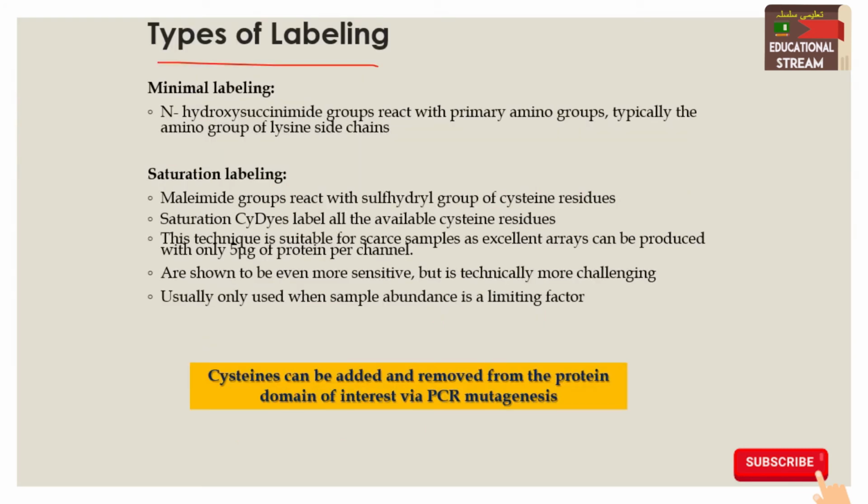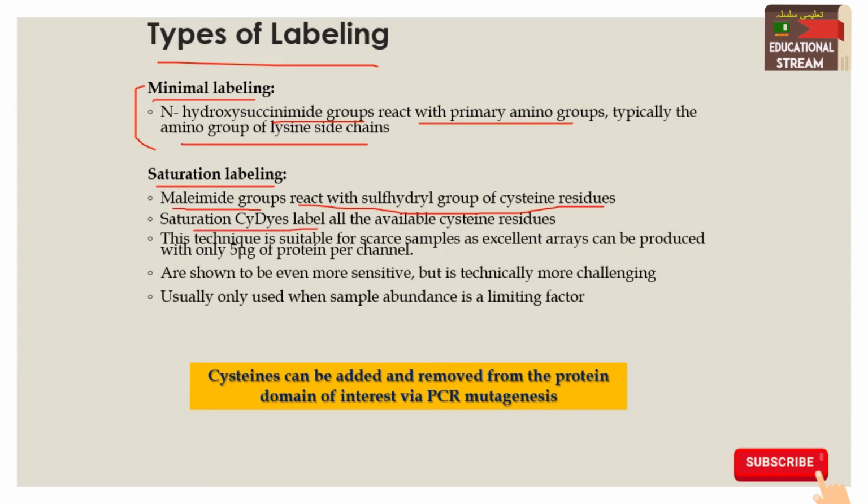Methods which are used for labeling: we do two kinds of labeling, one of which is the minimal labeling and the other one is the saturation labeling. In case of minimal labeling, N-hydroxysuccinimide groups react with the primary amino groups, typically the amino group of the lysine side chain, which is a basic amino acid. So minimal labeling includes the reaction with the amino group in the side chain of the lysine, while in case of the saturation labeling we use the maleimide group. It reacts with the sulfhydryl group of cysteine residues.